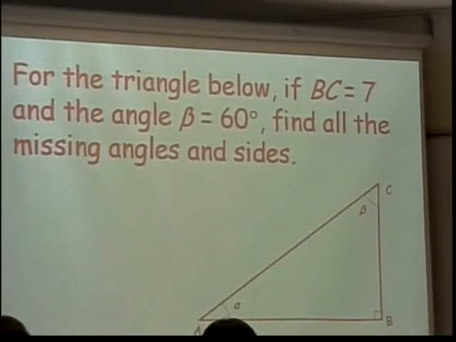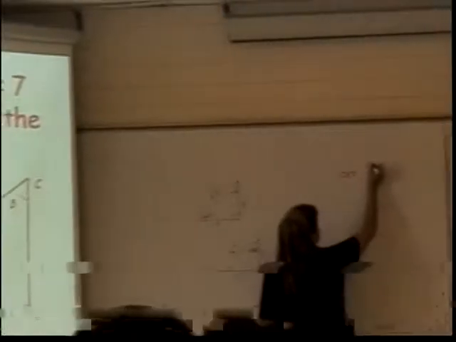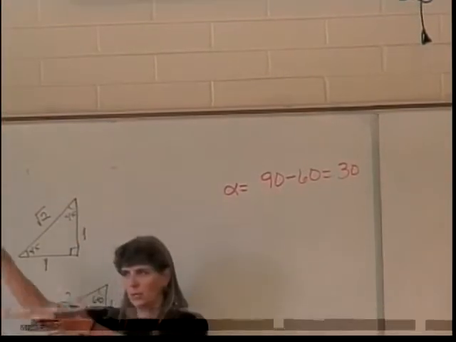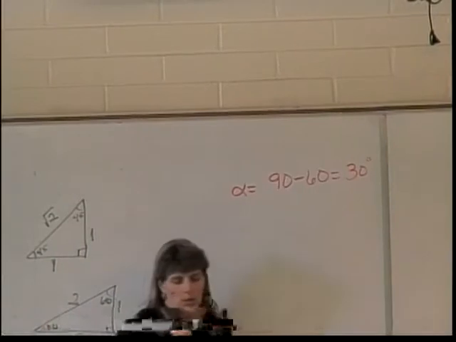How do you know? Yeah. Alpha is actually 90 minus 60, or 30, because those other angles add up to 90 degrees. So we got that one down. That's 30 degrees. All right, now what?